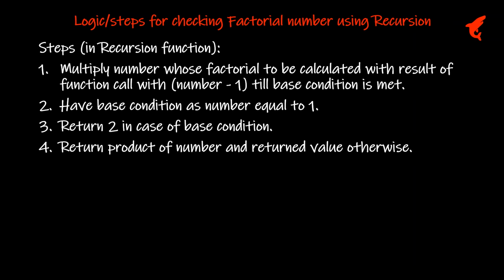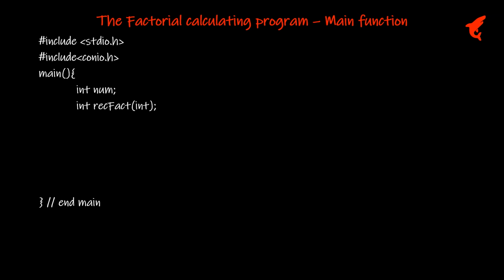Let's look at the program to understand how these steps are implemented. So this is our program. We start with include statements, then the main function, bracket open, bracket close. We then declare a variable num to store the value of the number. Then we declare the rectfact function, which is going to calculate the factorial using recursion, and in which we are going to pass the value of num. So we have one parameter of type int.